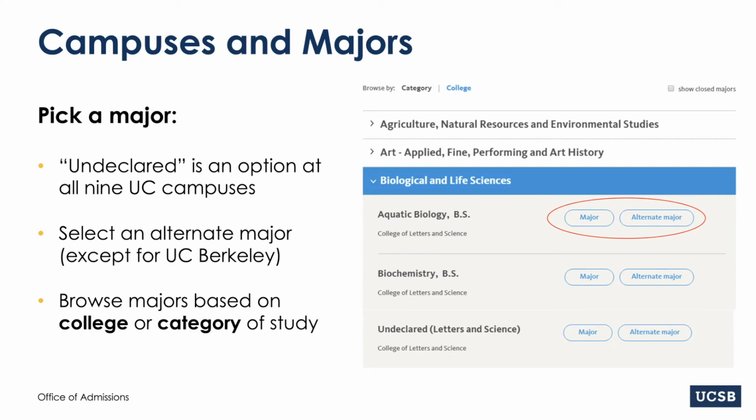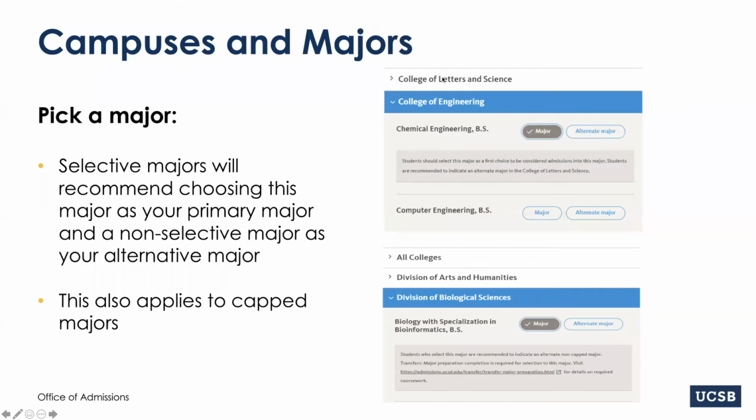If you choose a selective major in your UC application, you will see a gray box appear under your major. Here are 2 examples that will have additional information for you to read. The first example is chemical engineering at UCSB. You will see that we recommend students select this major as their first choice major and select their alternate major in the College of Letters and Science.